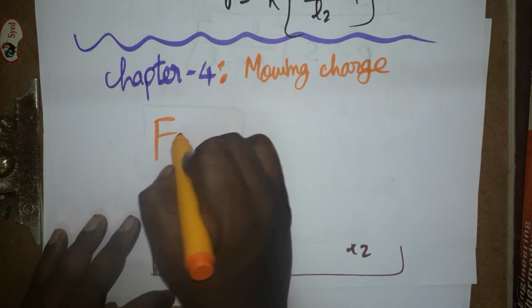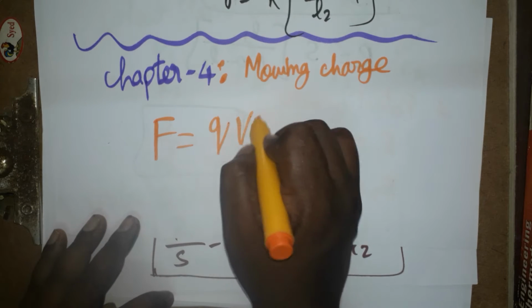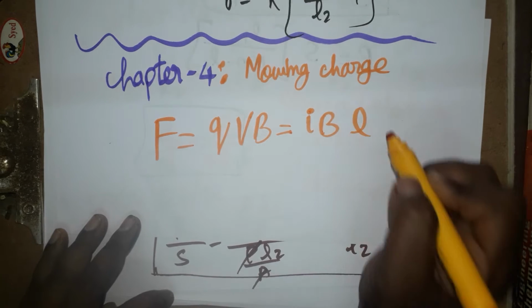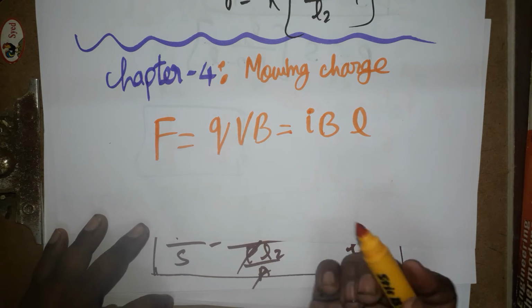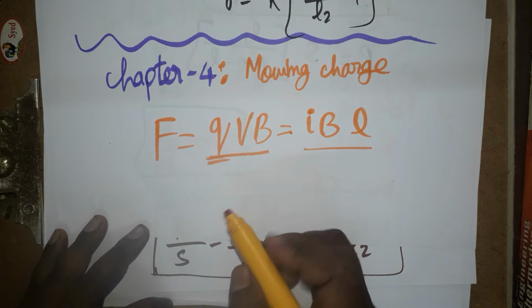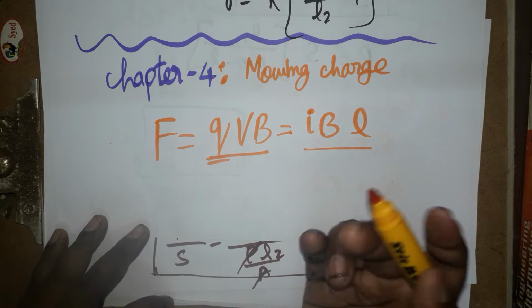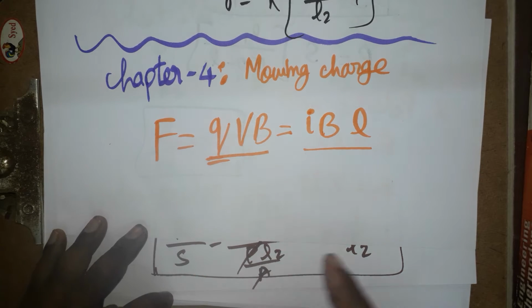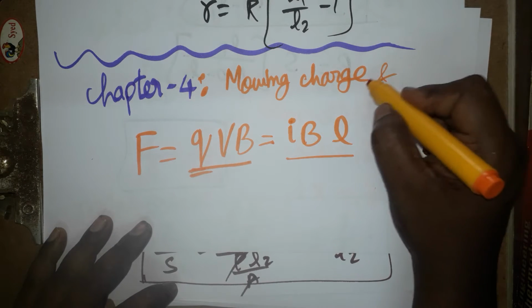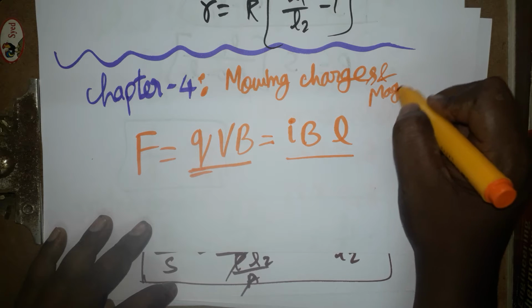First we will learn the Lorentz force. Lorentz force is equal to QVB, otherwise IBL. Any of the formulas you can use. If it is a charge you can use this formula, if it is current you can use this formula. Lorentz force is used to find the force direction.